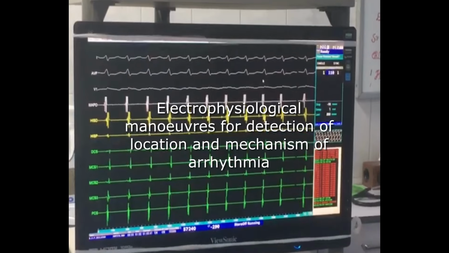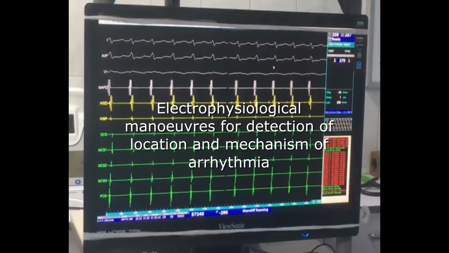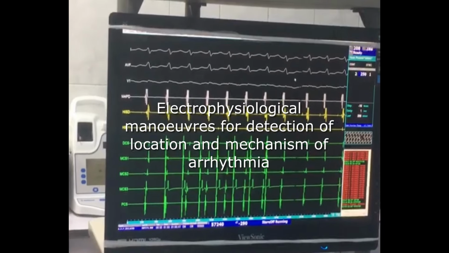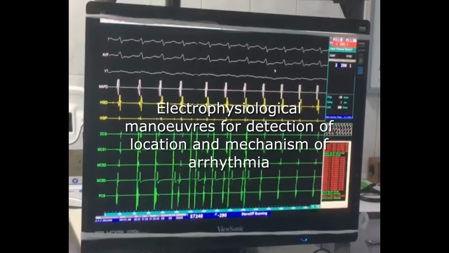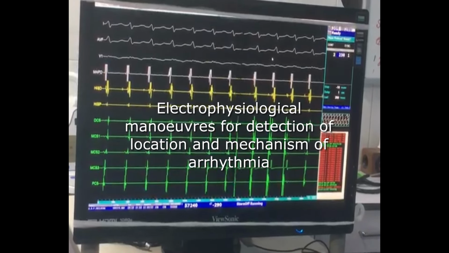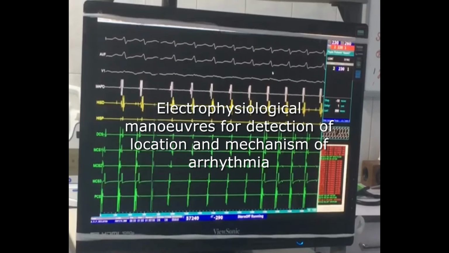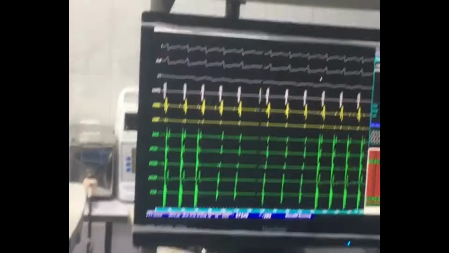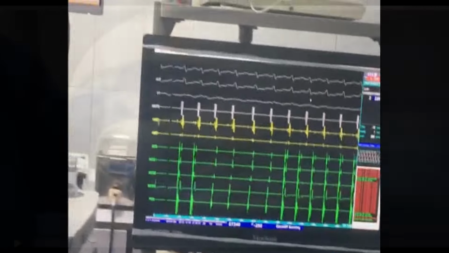We do different maneuvers: we give extra beats, we bring back the same arrhythmia which the patient was having on and off before, and then we start characterizing whether there is a substrate and locating the substrate. By doing the EP study with these maneuvers, we can locate where the arrhythmic circuit is.